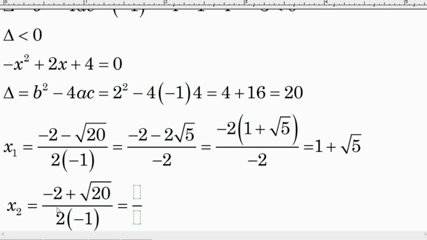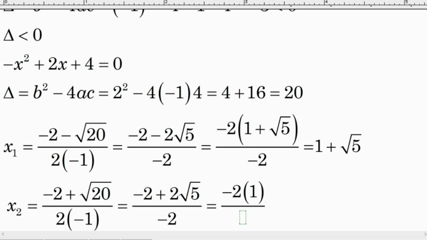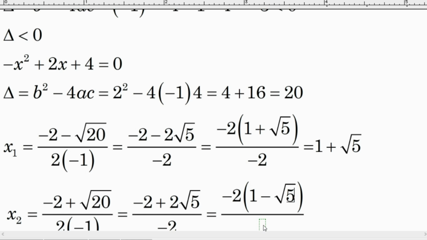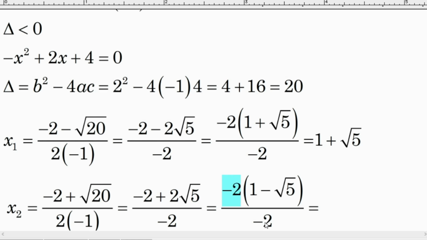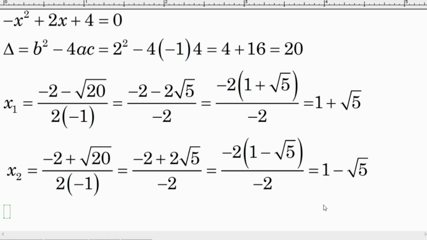Then here we have minus 2 and plus the square root of 20, which can be written as 2 square root of 5, and divide by minus 2. Now I can take 2 in common. We will get 1 minus the square root of 5, divided by minus 2. We can simplify 2 with 2 here, and then we get 1 minus the square root of 5. So finally we have found the roots of the equation, which are 1 plus the square root of 5 and another one, 1 minus the square root of 5.